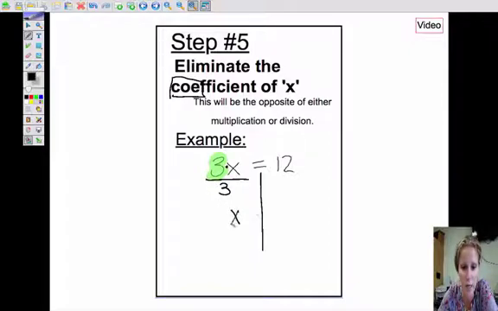So we have 1x left. And then what we do to one side, we have to do to the other. 12 divided by 3 is 4. You could also see this in this way.